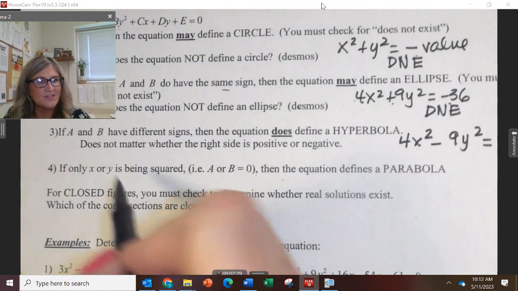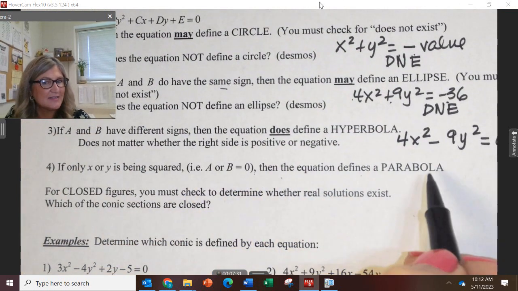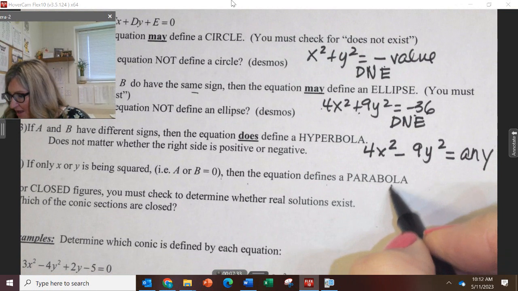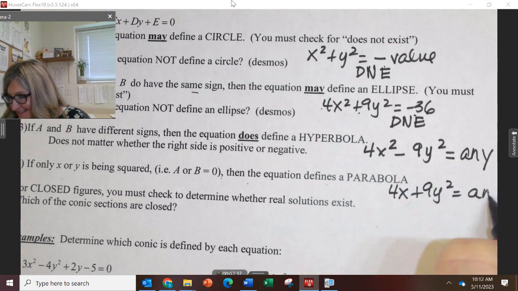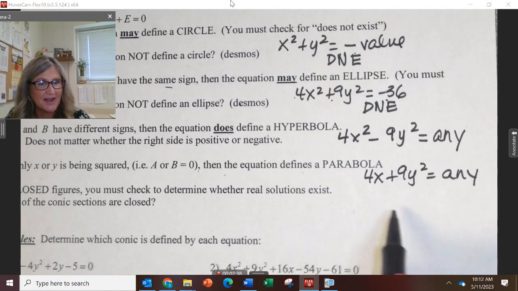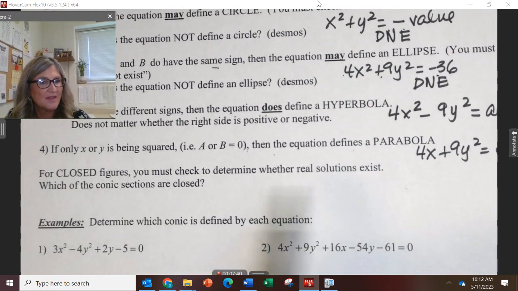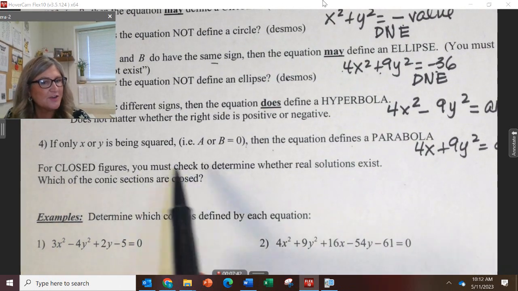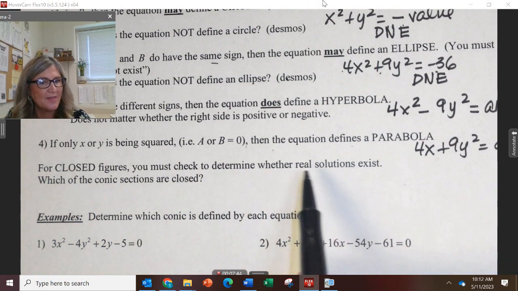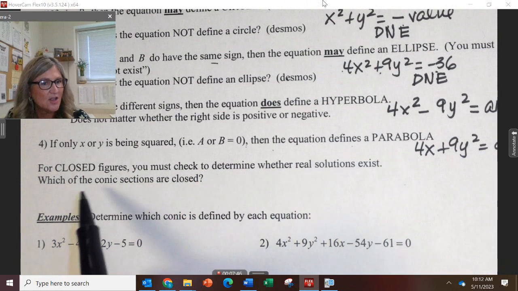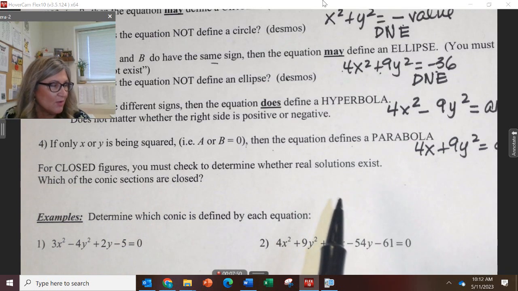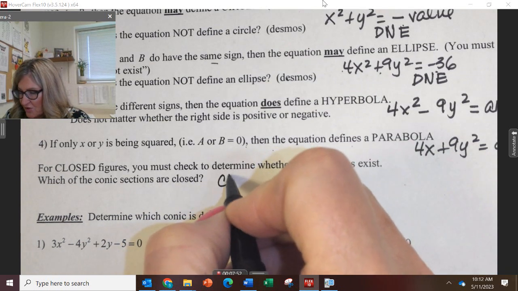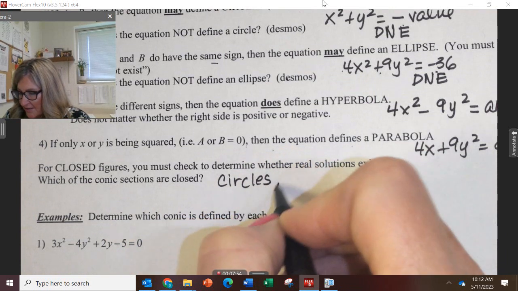So if only x or y is getting squared, then it has to be a parabola. So that could be like 4x plus 9y squared equals anything, whether it's positive or negative, it's a parabola. So for closed figures, you must check to determine whether real solutions exist. Which of the conic sections are closed? I said it just a minute ago. What are they? Circles and ellipses.